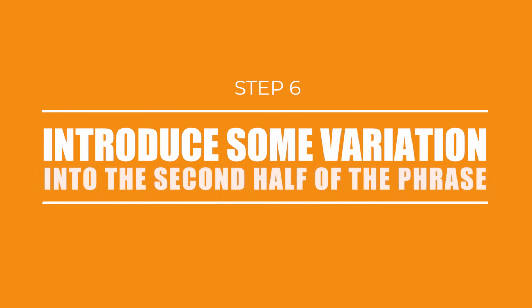Step number 6 is to introduce some variation into the second half of the melody. Because we actually now have quite a long melodic phrase that sounds almost like a full section. Really important to note that it's just made from the building blocks of those first 4 notes that we picked, creating this little melodic motif that we have now repeated in different ways.